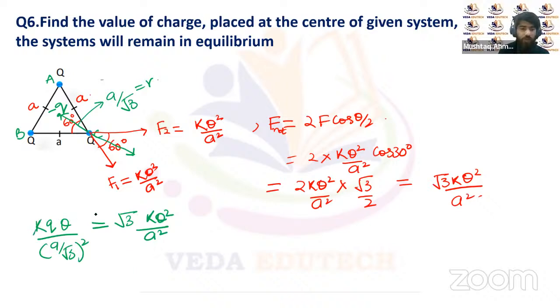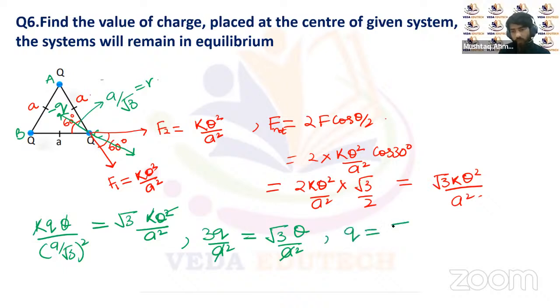So from here, k and k will get cancelled, Q and Q will get cancelled. We'll be left with 3q upon a square, and that has to be equal to root 3 Q upon a square. Now a square and a square will get cancelled. So the value of q comes out to be equal to root 3 Q upon 3, or it will be equal to Q upon root 3, right?